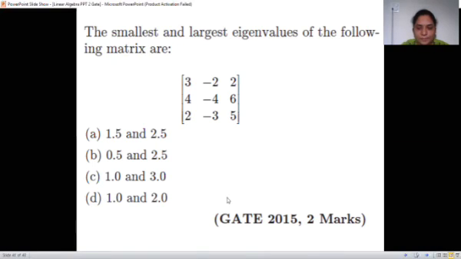Next question is there. The smallest and largest eigenvalues of the following matrix are. Solve it and tell me the smallest and largest. Just find the eigenvalues and tell me which is smallest and which is largest.